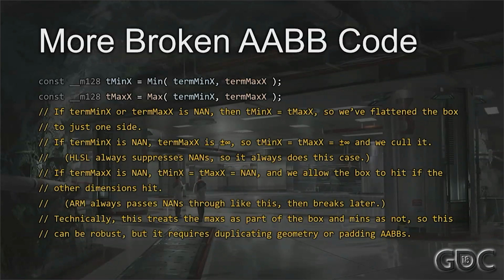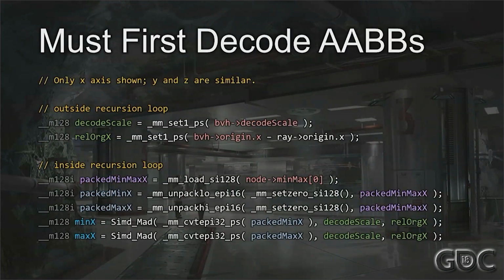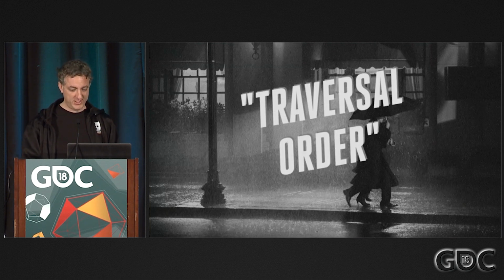So here I've given, for future reference, a detailed analysis of why it's broken, but that's kind of boring right now, so let's move on. And then here's some more boilerplate code of just how we decode the axis-aligned bounding boxes. We get a constant, we unpack our 16-bit integers, and we decode them using fixed point and relative origin.